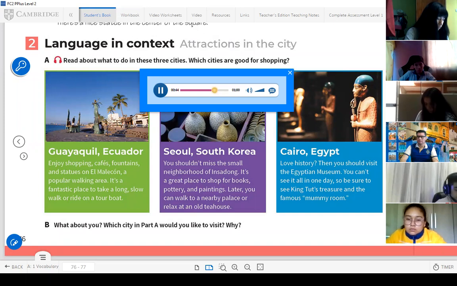Cairo, Egypt. Love history? Then you should visit the Egyptian Museum. You can't see it all in one day, so be sure to see King Tut's treasure and the famous mummy room.